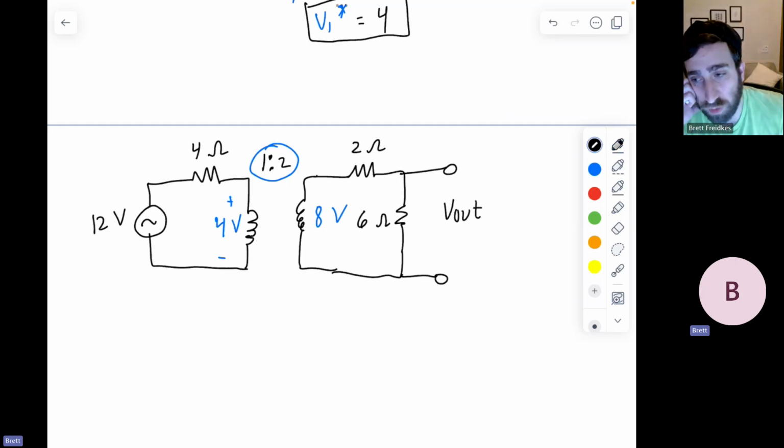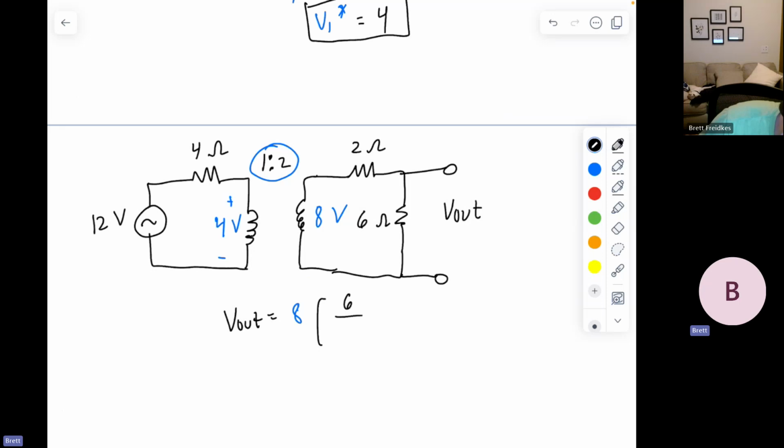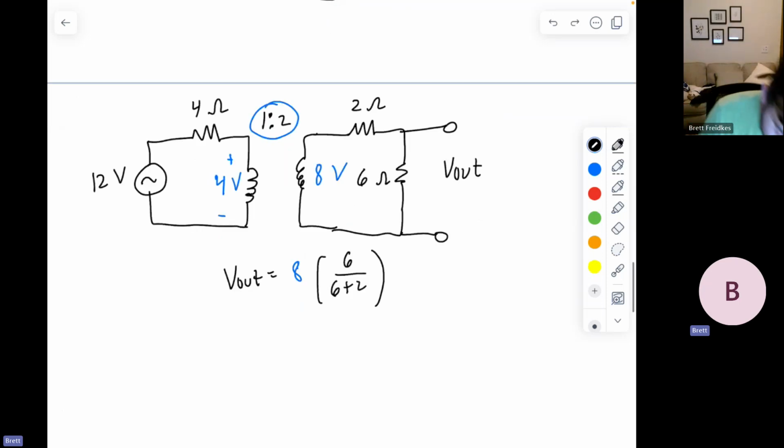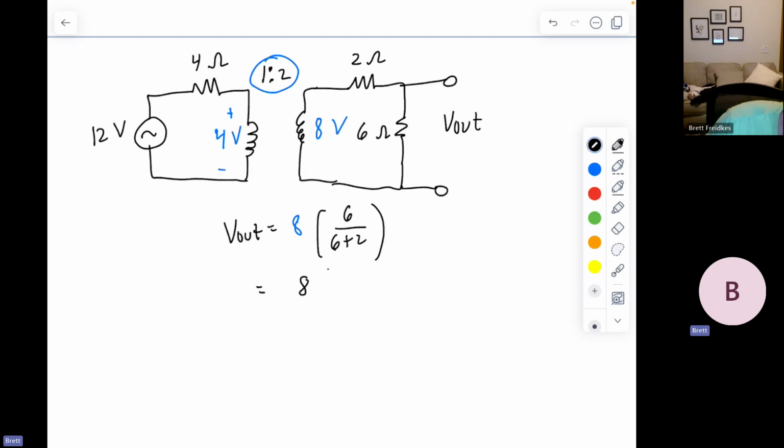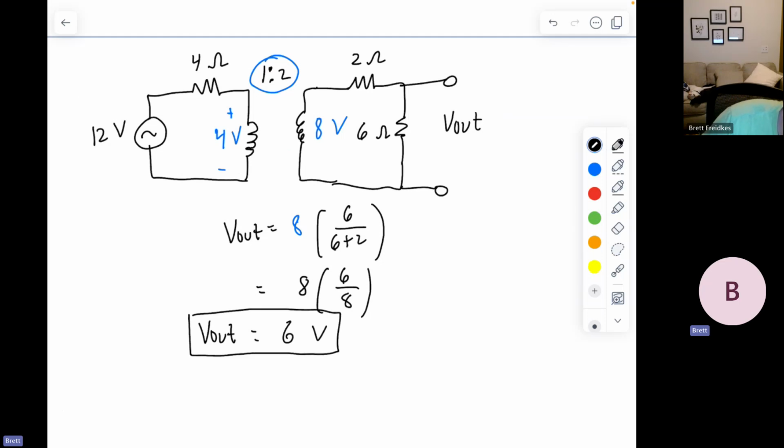So now that I have 8 volts as essentially the source on the right side of my circuit, we will do voltage division again, because now I want to find V out. V out will be the 8 volts times 6 divided by 6 plus 2. That's our voltage division: 6 over the sum of those impedances in series. This would be 8 times 6 over 8, which means that our V out just ends up being 6 volts. And that's our answer for this problem.